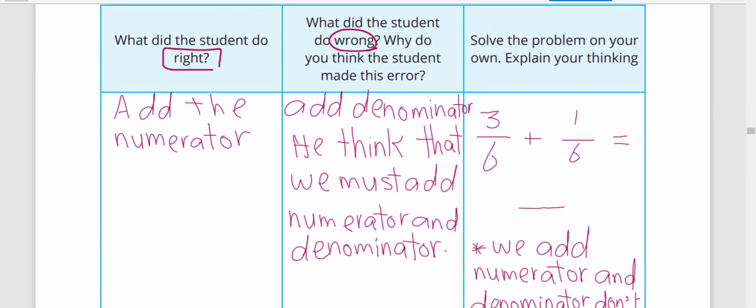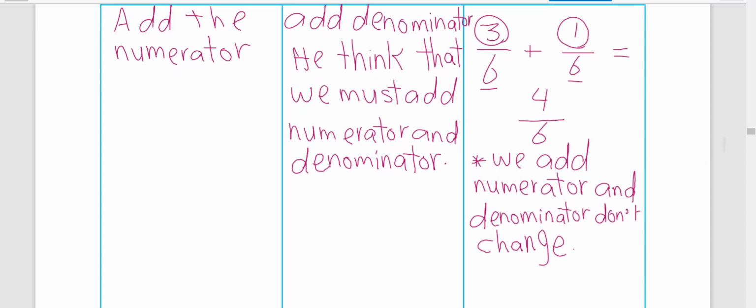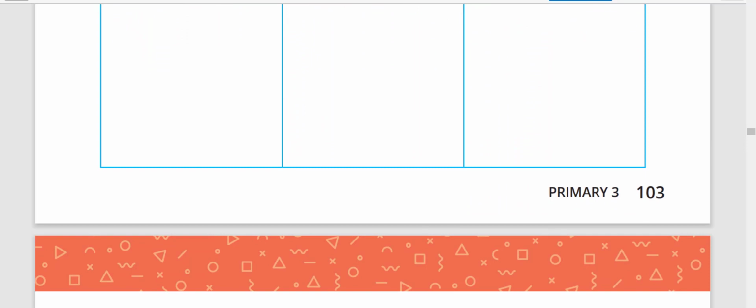Solve the problem on your own. Explain your thinking. 3/6 plus 1/6 equals what? Write the number 6 in the denominator because it is the same number, and we add the two numbers in the numerator. 3 plus 1 equals 4. We add the numerator, and the denominator doesn't change. Next page.